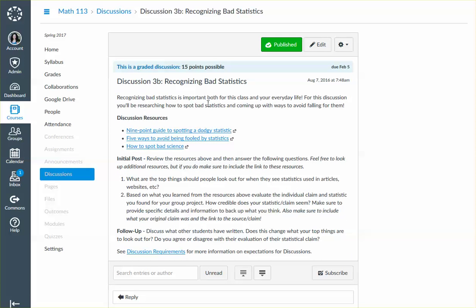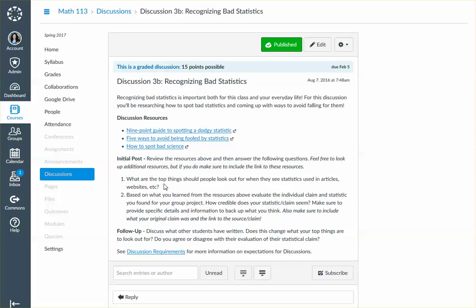So your other discussion is recognizing bad statistics. For this one, you've got 3 different sources to take a look at. I think these are pretty good. They're pretty short, but I think it'll be interesting. Like the 9-point guide to spotting a dodgy statistic, and 5 ways to avoid being fooled by statistics. Hopefully they will be an interesting read.